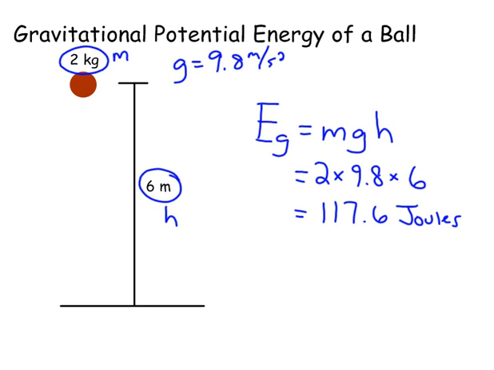So 117.6 joules. That's how much work this ball will be able to do to the ground when it hits. It will do 117.6 joules of work. Also, it would take that much energy to raise it up to this point. So if I had a ball that was down here, it has 0 joules of energy. To get it up here, to lift it up there, it would also take 117.6 joules of work to get it to that much energy.